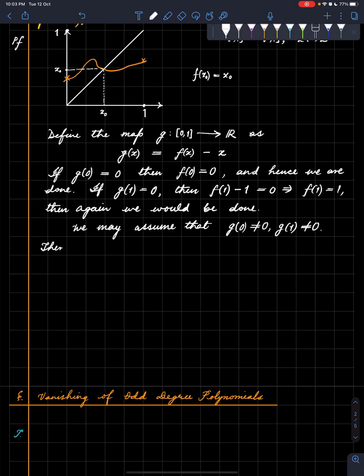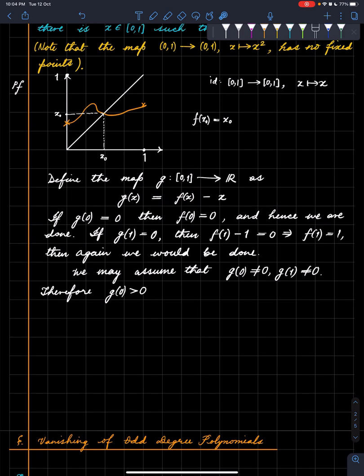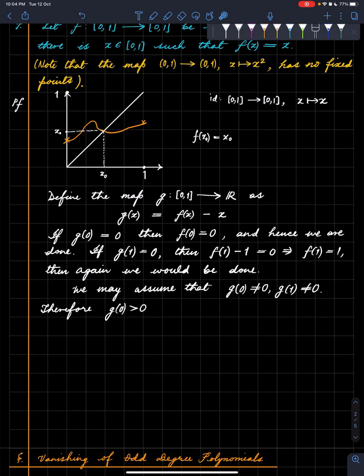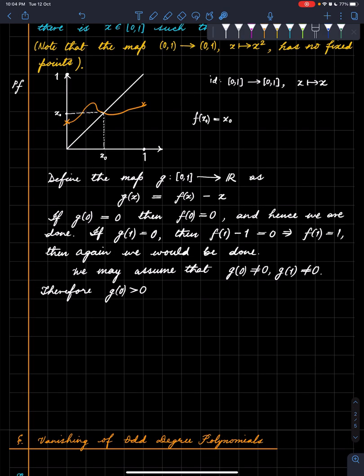Therefore, g of 0 has to be positive, because f of 0 then has to be positive. f takes values only in the unit interval, and if f of 0 is non-zero, then f of 0 is positive, and hence g of 0 is positive.